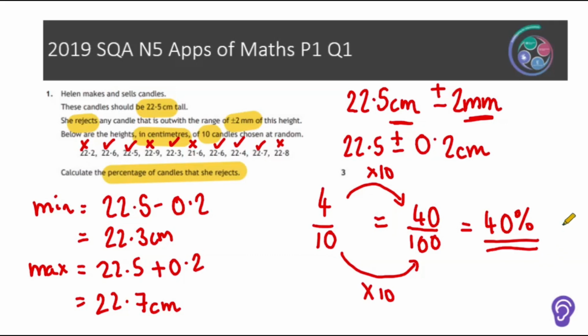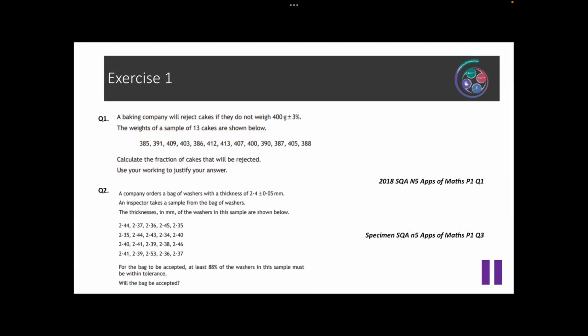And I know that I've done what the question's asked for. I wanted the percentage of candles that are rejected, and that would be my third and final mark there for this question. So what I want you to do now is to pause the video and try these 2 questions, which are similar to the one we just went over. They're both tolerance questions, both involve percentages at some point, which will test your numeracy skills. Once you're ready to check your answers, press play and the full worked solutions will be shown.